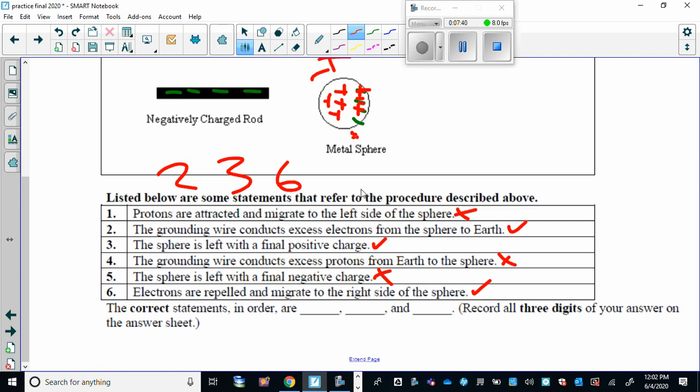So what happens first? 6 happens first. The electrons are repelled and migrate to the right side of the sphere. Then what happens? The grounding wire conducts excess electrons from the sphere to the earth, and then it's left with a final positive charge. So the correct answer for this is 6, 2, and 3.